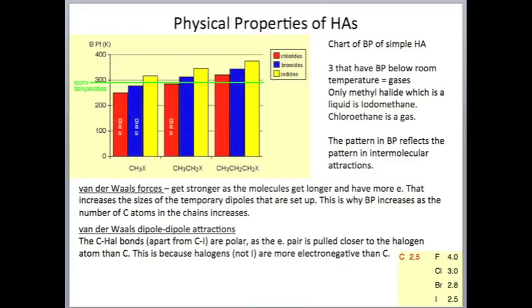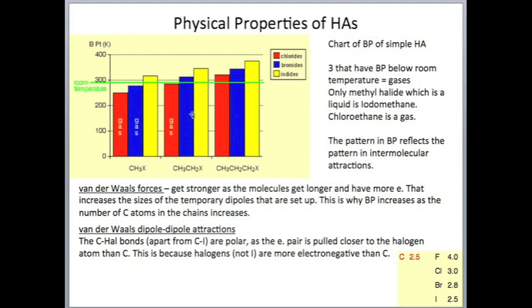So let's now look at the physical properties of halogenoalkanes. The chart here shows the boiling points of some simple halogenoalkanes. The green line represents room temperature, the red bars are chlorides, blue bars are bromides, and yellow bars are iodides. So notice that there are three, this one, and this one, which have a boiling point below room temperature. So these will be gases at room temperature: chloromethane, bromomethane, and this is chloroethane. So all these three will be gases.